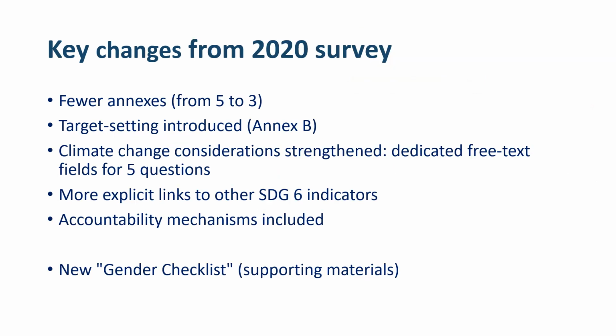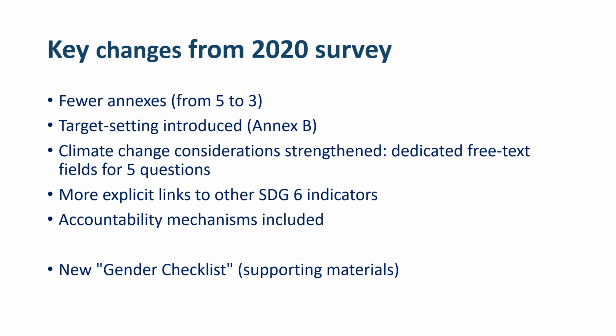Some of the key changes you will notice in the 2023 survey include: 2 annexes have been removed, the Transboundary Annex and the Priority Water Resources Challenges Annex. The opportunity to discuss country targets has been introduced in Annex B. Climate change aspects have been strengthened through additional dedicated free text fields for 5 questions in the survey. More explicit links to other SDG 6 indicators have been included.